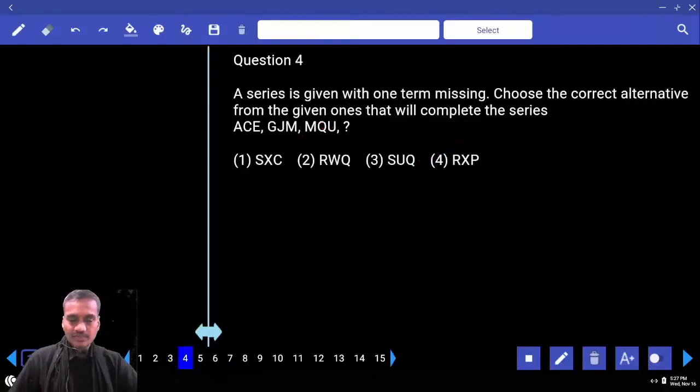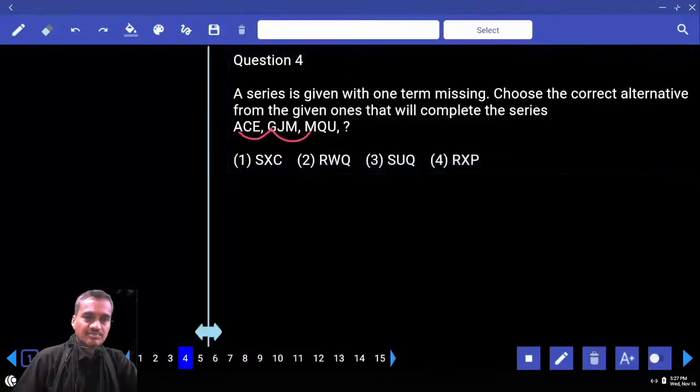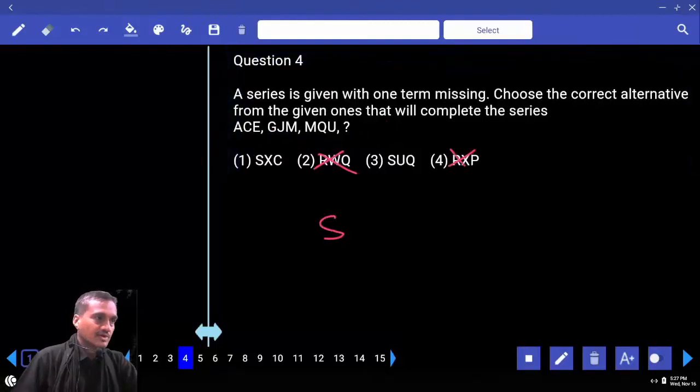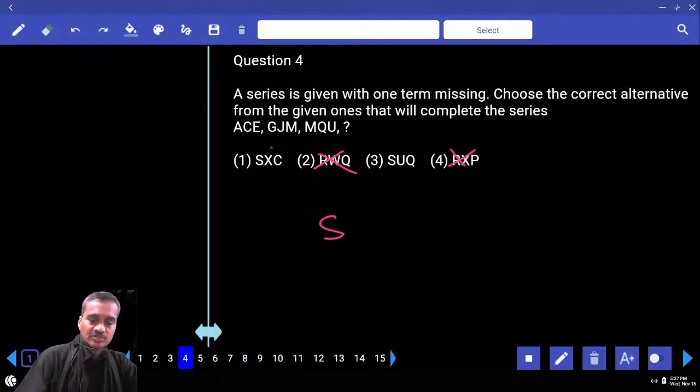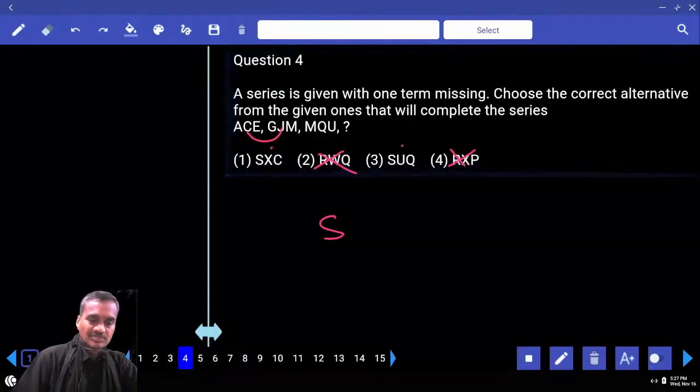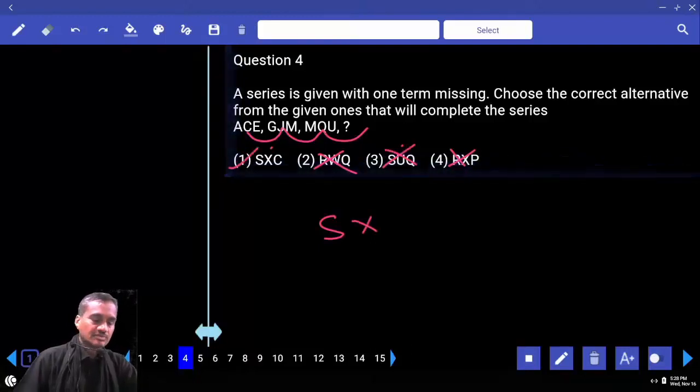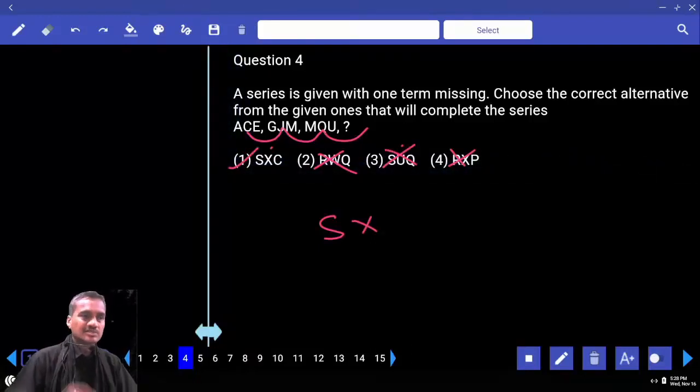Then coming to the fourth one, now if you check out the first letters in each of these, A and G, what is the difference? 1 and 7, plus 6. G plus 6 is M. M plus 6 is S. First letter is S. As first letter is S here, choice 2, choice 4 are ruled out. Now we are left with 1 and 3. Now between these two, if you check the second letter, C and J plus 7, J and Q plus 7, Q plus 7, 17 plus 7, 24 is X. S and X, this is again ruled out, choice 1. First letters difference is plus 6, second letters difference is plus 7. So the answer is choice 1, question number 4.